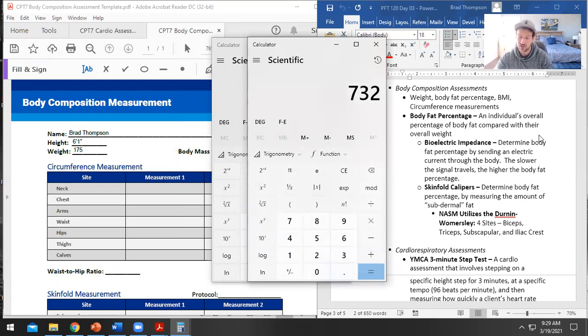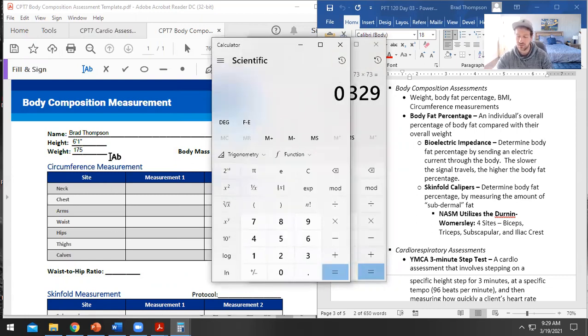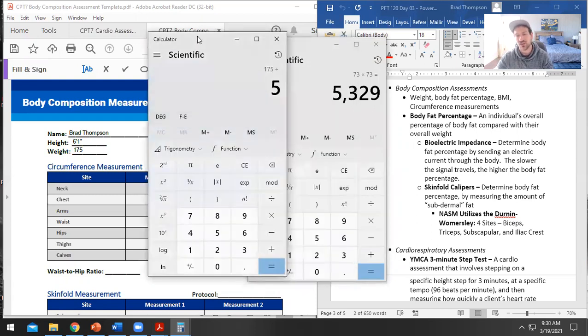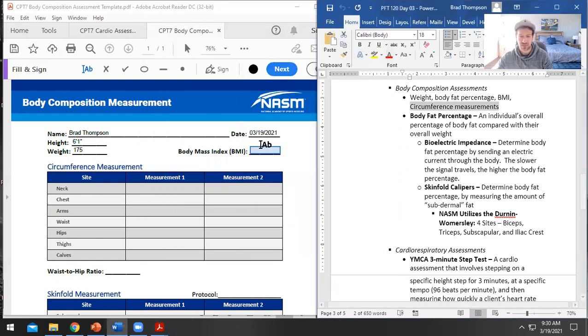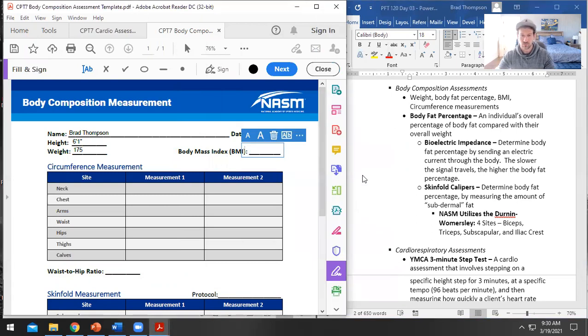So 73 times 73, that's 73 squared. That's 5,329. 175 pounds divided by 5,329 gives me this crazy number. So then I need to multiply that by 703. And that gives me a BMI of 23.08. So that's my BMI right there. Again, should have done the Imperial version if we're being real, you know, scientific about it.